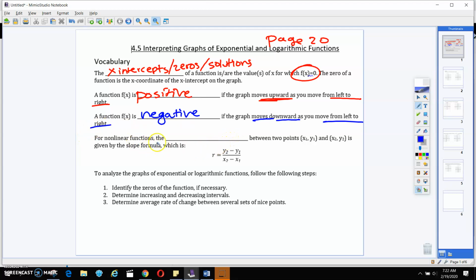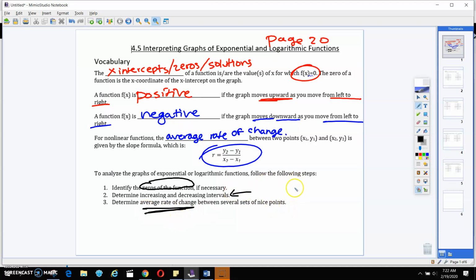For nonlinear functions, the average rate of change between 2 points is given by the slope, that is this equation. Now, you have to have this equation memorized. This is not going to be given to you. This is your slope formula, and at this point in your life, you should know this, okay? The 3 different key features that we're going to learn about are identifying the zeros, determining increasing and decreasing, and the average rate of change.